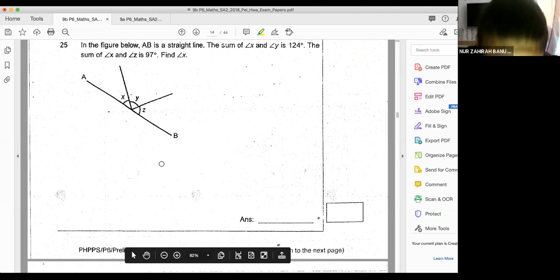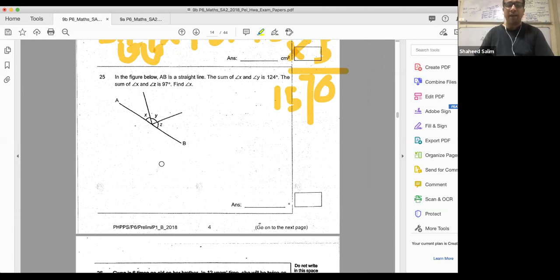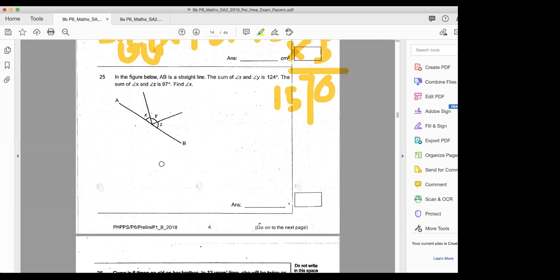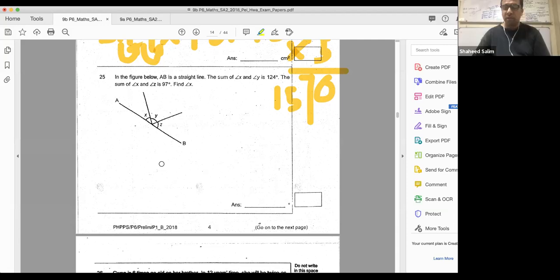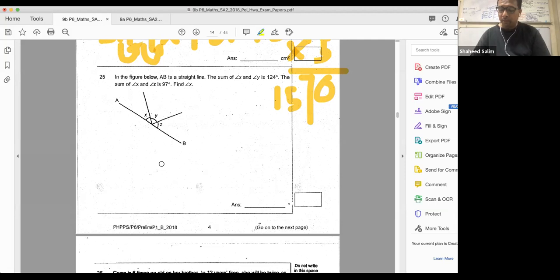Okay, move on to the next one. Try to find the answer. I will show you the method very soon. Then you will say, aha. My answer for 25 is 37. Yes, you said 37, I remember. What is wrong? I'm working it out now.